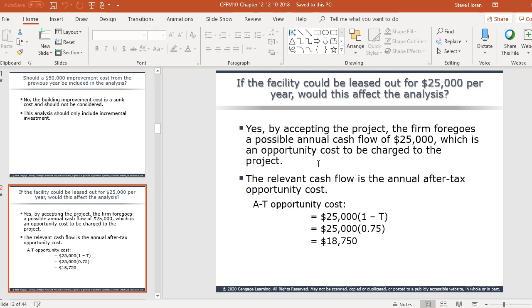So if I rent it out for $25,000 and my tax rate's 25%, my net after-tax cash flow is $18,750. So the question is, should this affect the analysis? And the answer is yes, because this is opportunity cost, right? So I've got an empty building. And right now, maybe I just boil it down to two decisions. Option one is I buy equipment, make a product, sell it, and then I get cash flows from that. Option two is I lease it to somebody and I'm locked in at a net cash flow of $18,750, right? And so if I choose one, I give up the other.